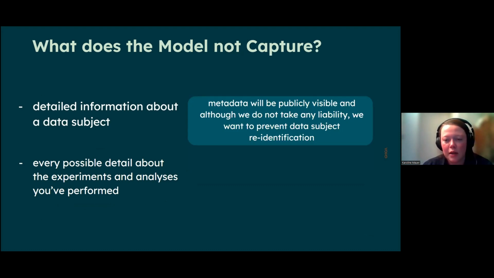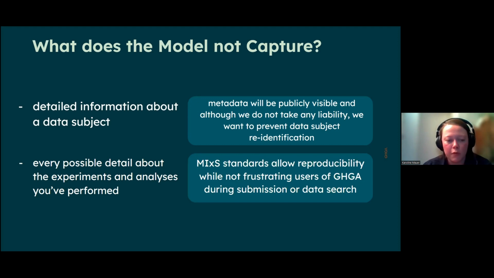We don't take any liability, but we want to prevent data subject re-identification. And we also want to protect the sensitive data that is submitted to us. The model does also not capture every possible detail about the experiments and analysis you have performed. We are in accordance with minimum information about any sequences standard, which allow reproducibility while not frustrating users of GHGA during submission or the data search. And as I also said, we have, with our mandatory properties, always a minimal catalog that can be browsed.